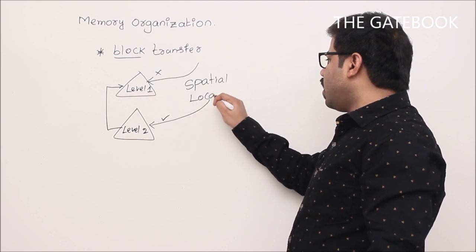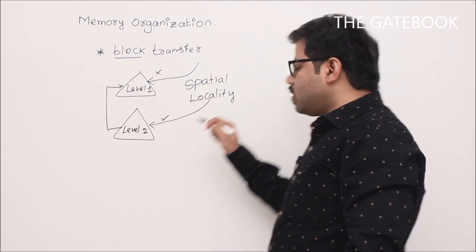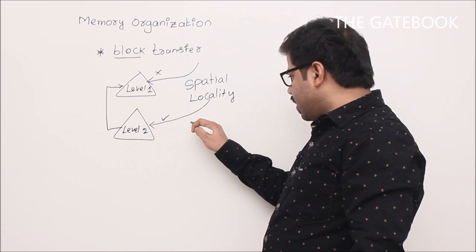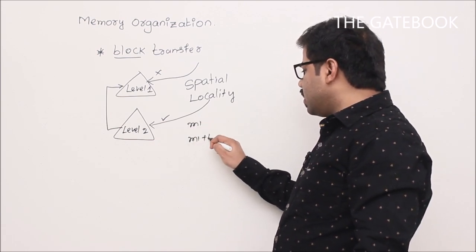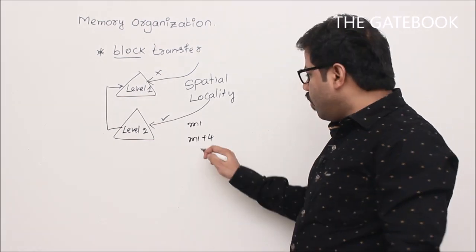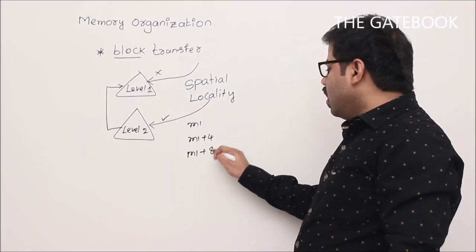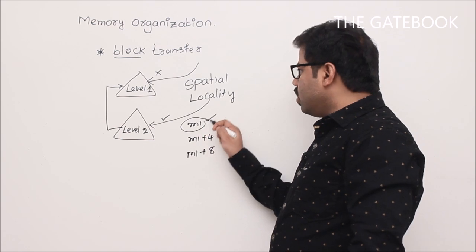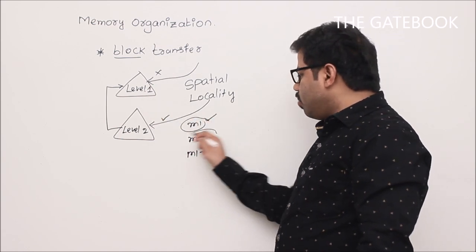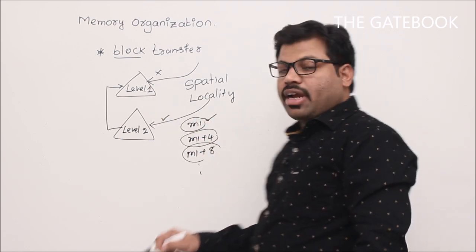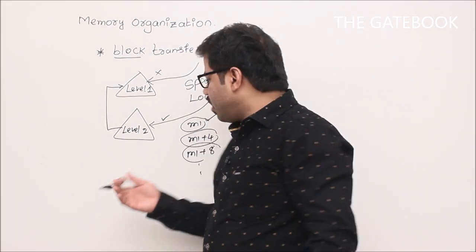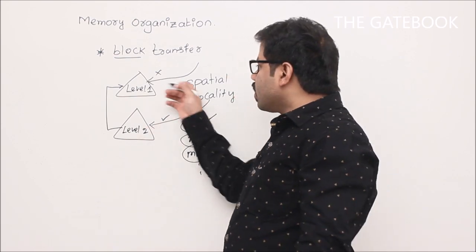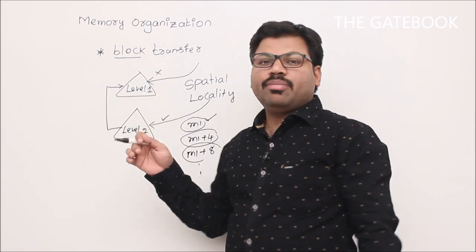So what is spatial locality? Whenever a program refers to a memory address M1, then most probably it will be accessing the next M1 plus 4, after that M1 plus 8, in that way. Now whenever there is a miss of M1, then definitely M1 plus 4, M1 plus 8, and so on might be missing. Then what you do is you bring a bunch of memory locations, so that next time we do not get the miss.